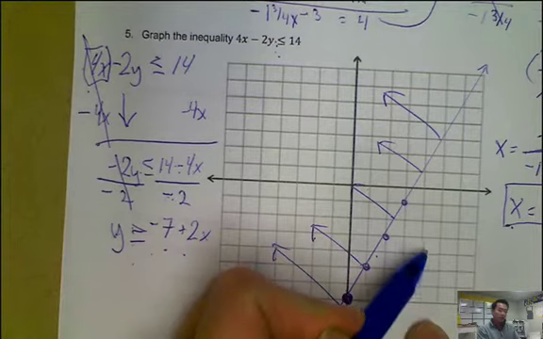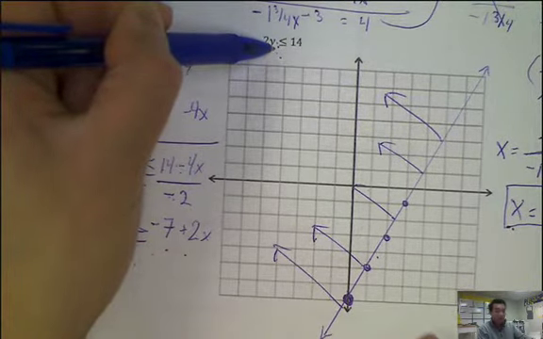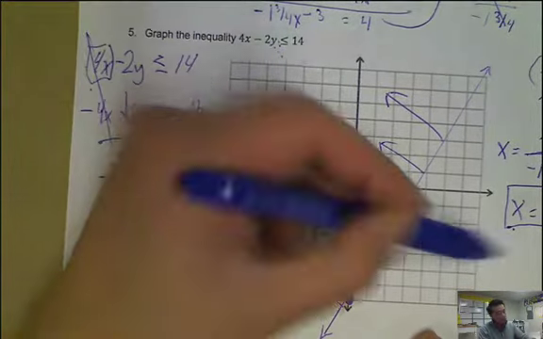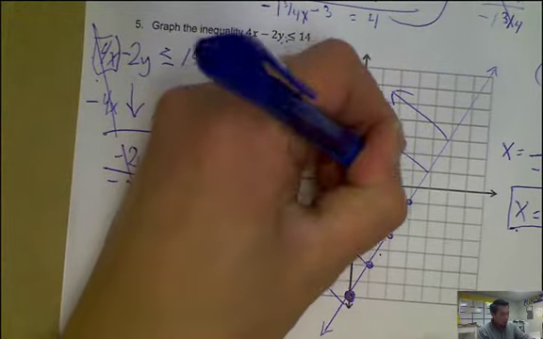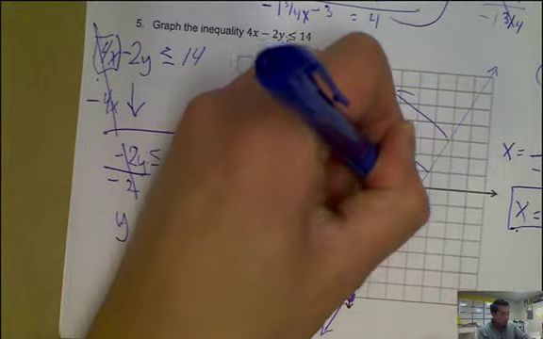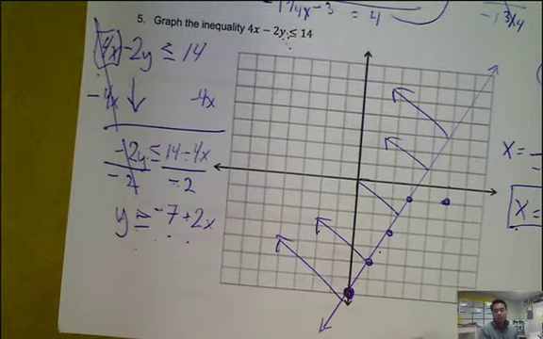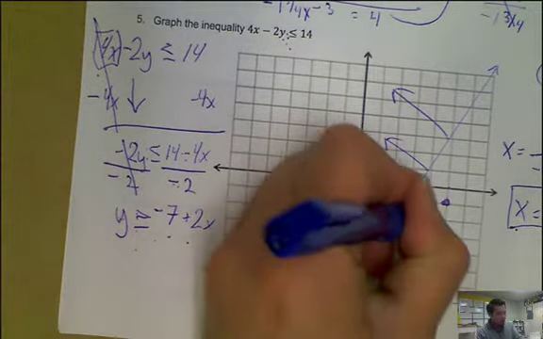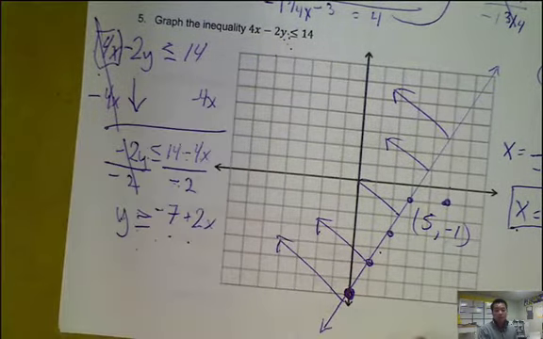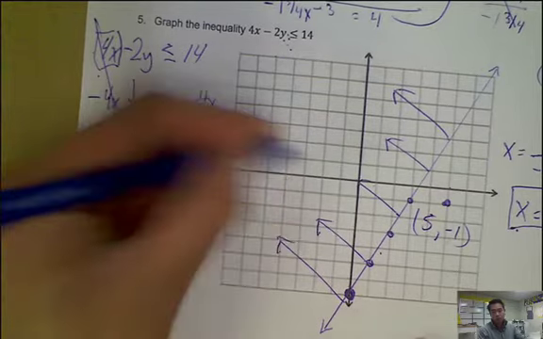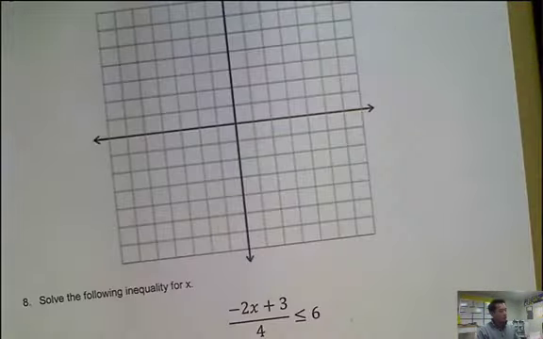A lot of you shaded below the line because you just quickly manipulated this in your mind. That's fine, but make sure you test your solution point. If you would have tested a solution point out here, I don't know, let's do, you can do 1, 2, 3, 4, 5. You can test that point right there, 5, negative 1. You can test for 5, negative 1 into this expression up here, and that would be a false statement. And then you would just shade up here. Okay? So that would be 3 points.